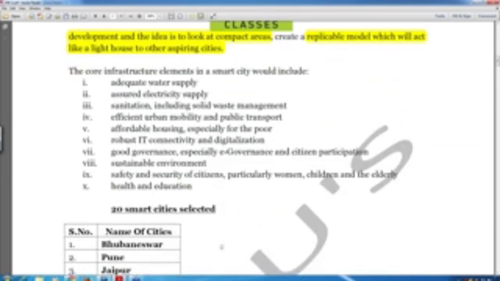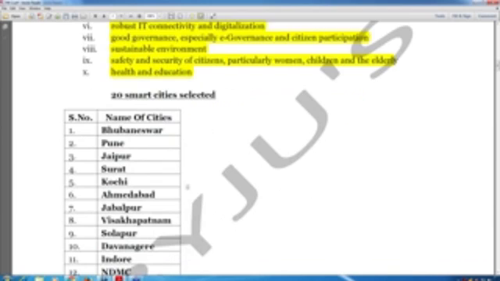The core infrastructure elements in a smart city include: you should provide adequate water supply, electricity supply, sanitation, urban transport, affordable housing, especially for the poor, robust IT connectivity, digital India, good governance, that is one-stop destination to pay all your bills, sustainable environment, trees all should be increased, safety and security of citizens, particularly women, children and elderly, health and education has to be provided. So this is what is the idea. So infrastructure elements can be asked, that's why I have given you.